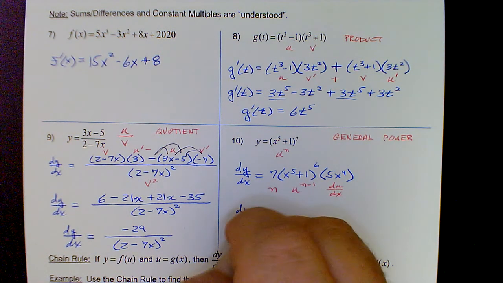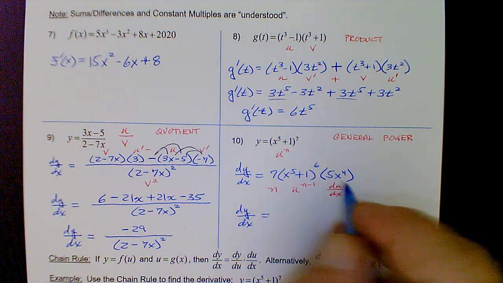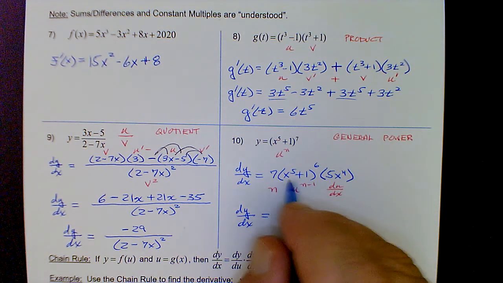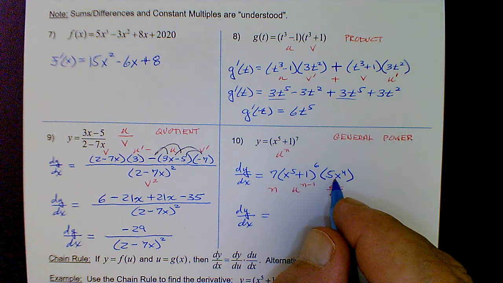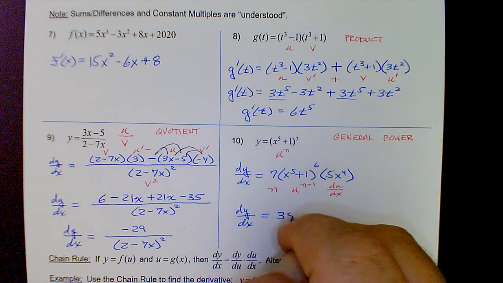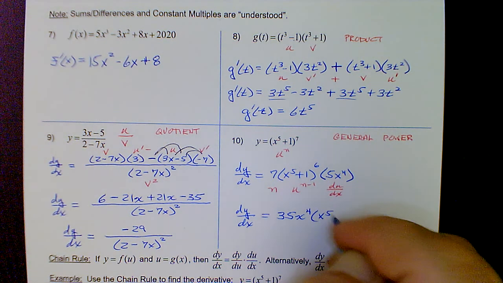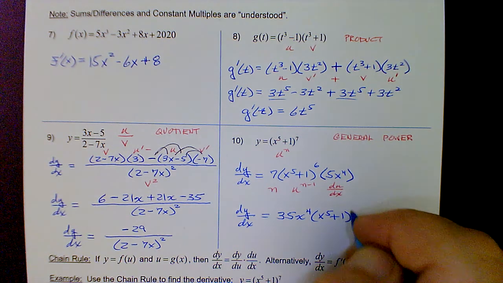And to simplify this, the only thing we could do, can't go inside the binomial here because of the power. We could take the 5x to the 4th, multiply it by the 7, so we get 35x to the 4th, and then that quantity, x to the 5th plus 1 to the 6th.